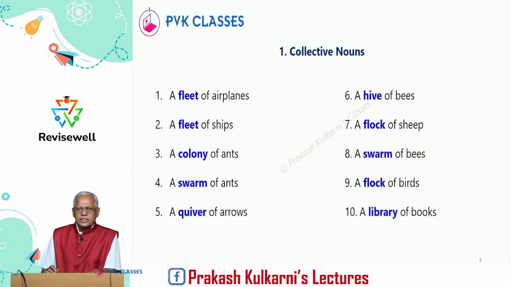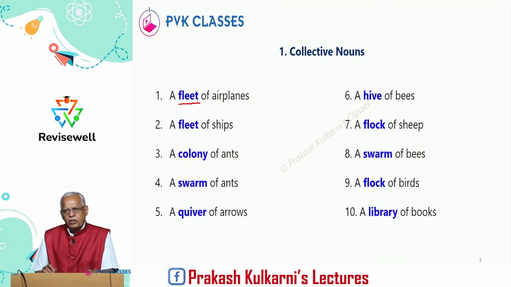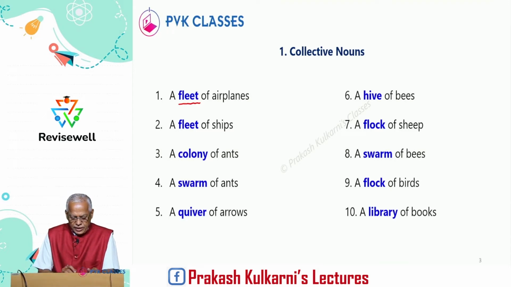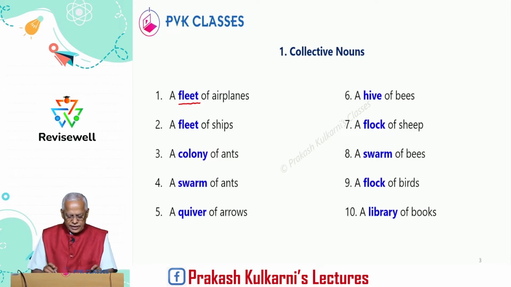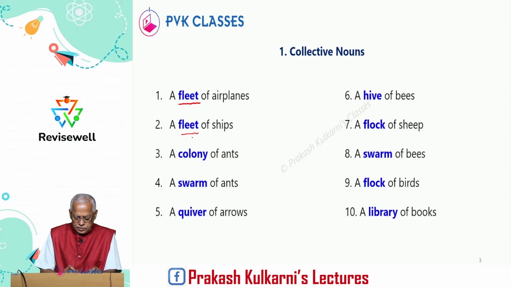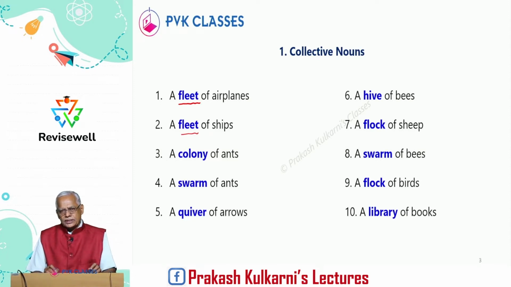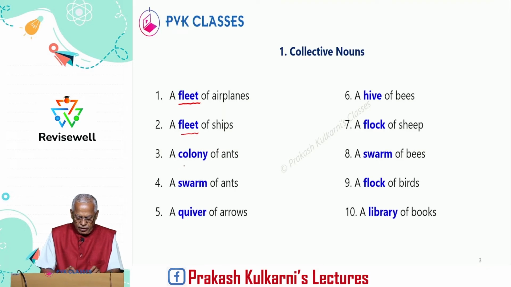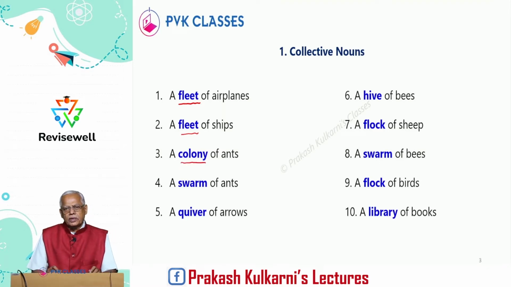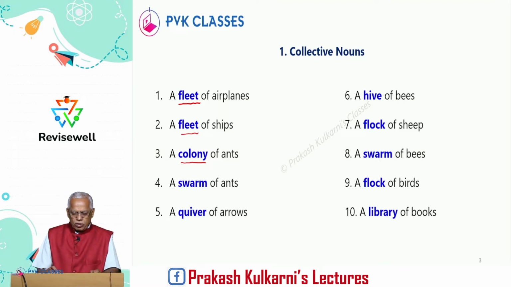The first one is a group of aeroplanes is called a fleet. A fleet of aeroplanes. So, there will be a blank like this, a dash of aeroplanes. So, your answer should be fleet, which is given in the bracket. A fleet of ships. Even group of ships is also called as fleet. A colony of ants. Remember colony. So, if it is only one single one, we call it as an ant. But here they move in a group. Therefore, it is a colony of ants.